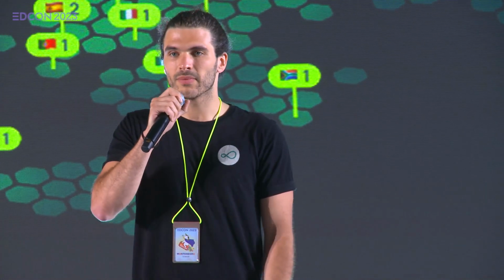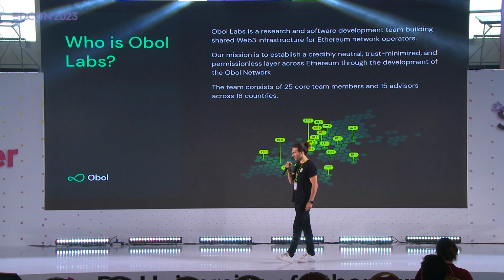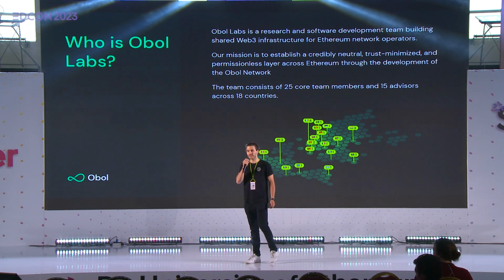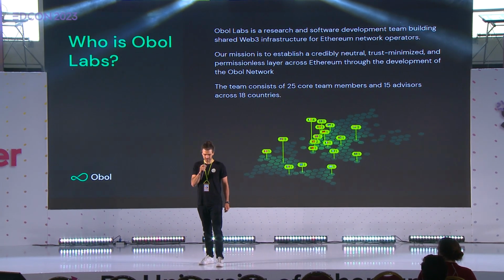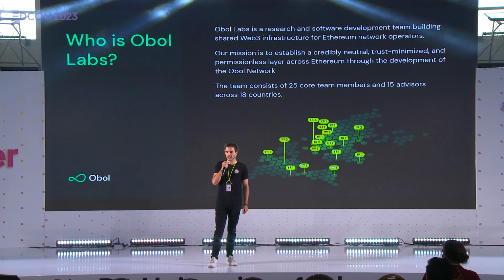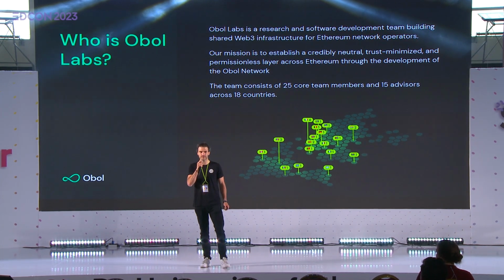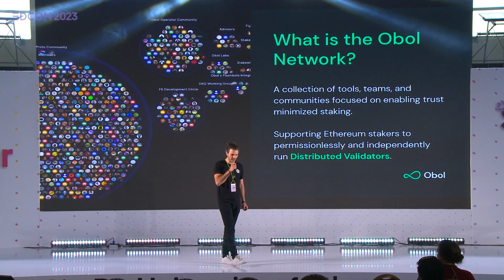Before I get started, I just want to give a little bit of context around who Obol Labs are and what the Obol Network is. Obol Labs is a research and development team based all over the world. We have 25 people on the team at this point and 15 advisors. Obol Labs' goal is to work on decentralizing and making more fault-tolerant the Ethereum and other proof-of-stake blockchains. And the Obol Network more broadly is basically the community of people and teams that are involved in this effort. There's more than just Obol Labs, and you'll see more of that as we go along.